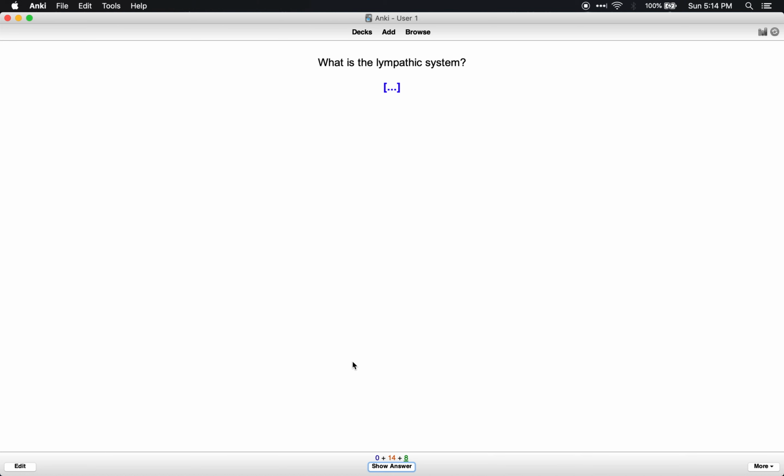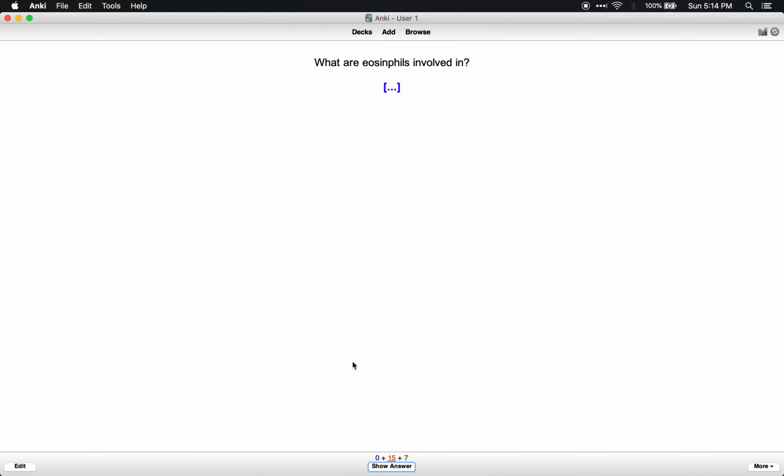Okay. Lymphatic system. Circulatory system that consists of one-way vessels with intermittent lymph nodes.